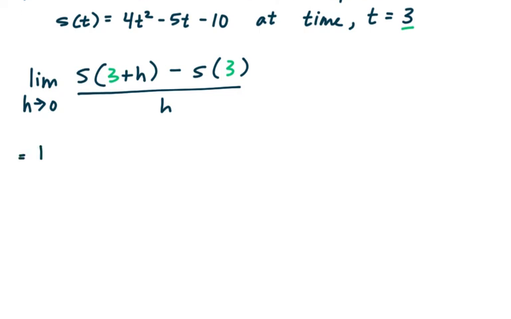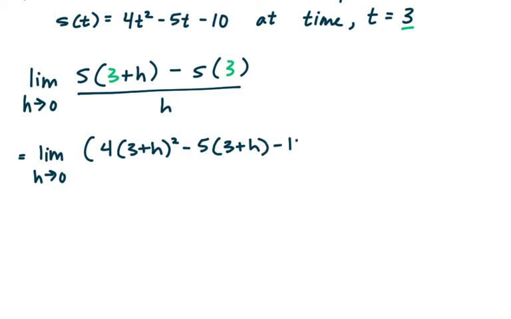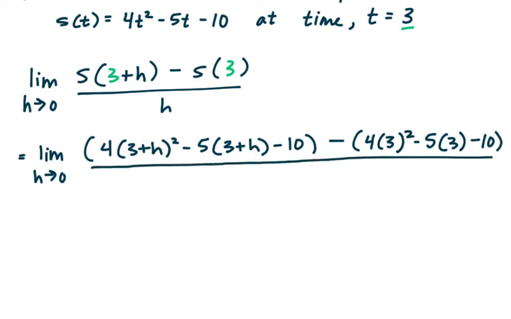So what does that look like? That looks like the limit as h approaches 0 of 4 times (3 plus h) quantity squared minus 5 times (3 plus h) minus 10, minus, now we're going to plug in just 3, so that's 4 times 3 squared minus 5 times 3 minus 10. All of that is divided by h. So if you get to this step, I know you know how to set it up. We just need to do our algebra to simplify correctly.